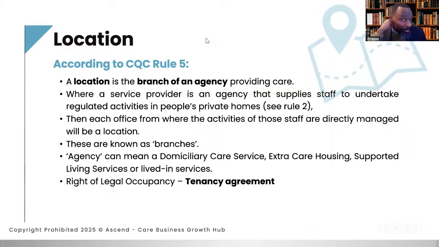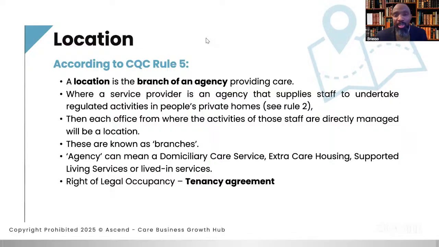So it can be a house. CQC does not tell us exactly what they mean, but they give us a checklist of what they're expecting. If you say it's a location, the area, the first thing you must have is what they call right of legal occupancy, or an agreement that allows you to use the offices for the purposes of managing regulated activities.